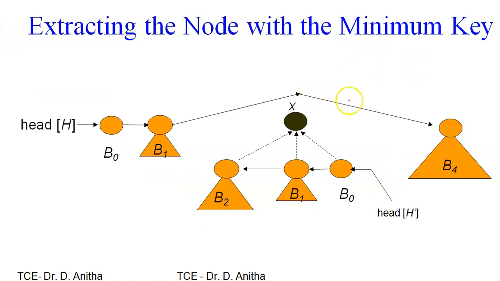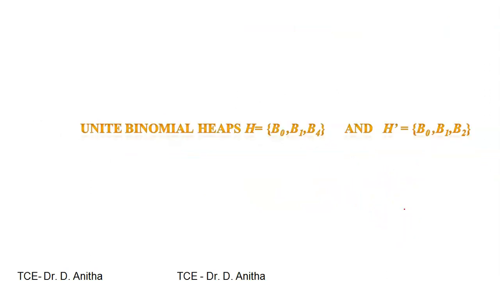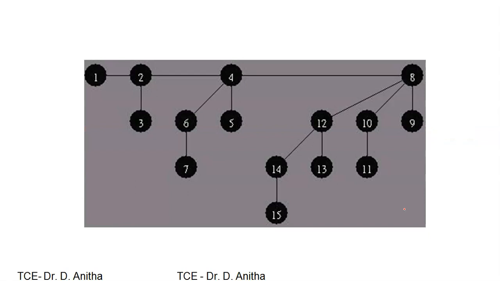This is the original heap, and after removing x I have a new H'. I need to combine both of them. So how do I combine? This is an example of how to combine. Suppose I want to delete this 8.